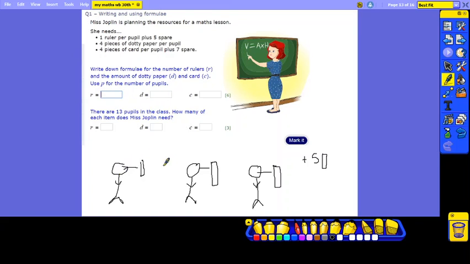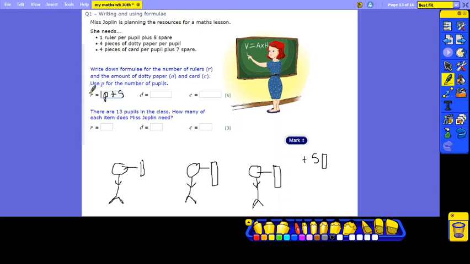So I'm going to use P to represent these people, and I can see that I'm going to times 1 by the number of pupils I've got. So I've got 1 lot of P. And in formula writing, I just need to write P. I don't need to write 1P. So I've got P for the number of pupils, and 5.